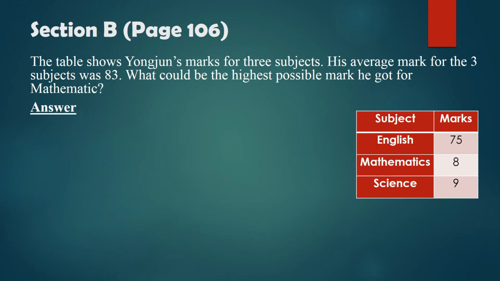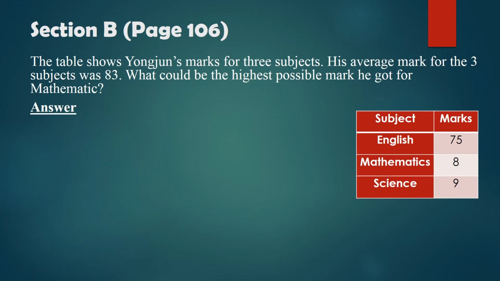Now let's move on to page 106. The question asks about the highest possible mark he got for math. In order to answer this question, you have to take a look at the table that shows Yojun's marks for 3 subjects. For English, he got 75. For mathematics, we don't know how many marks he got, but we know that it starts from 8. We don't know if it is 80, 81, 82, 83, or whatever. For science, it's the same thing. We don't know either. It starts from 9, but we don't know if it is 91, 92, or 93. So we have to find it.